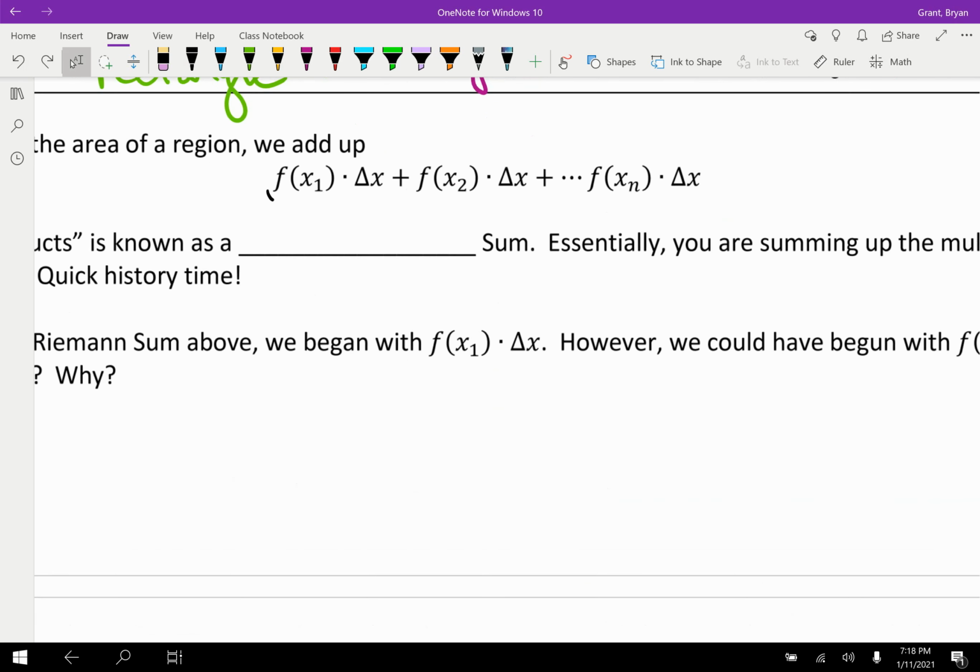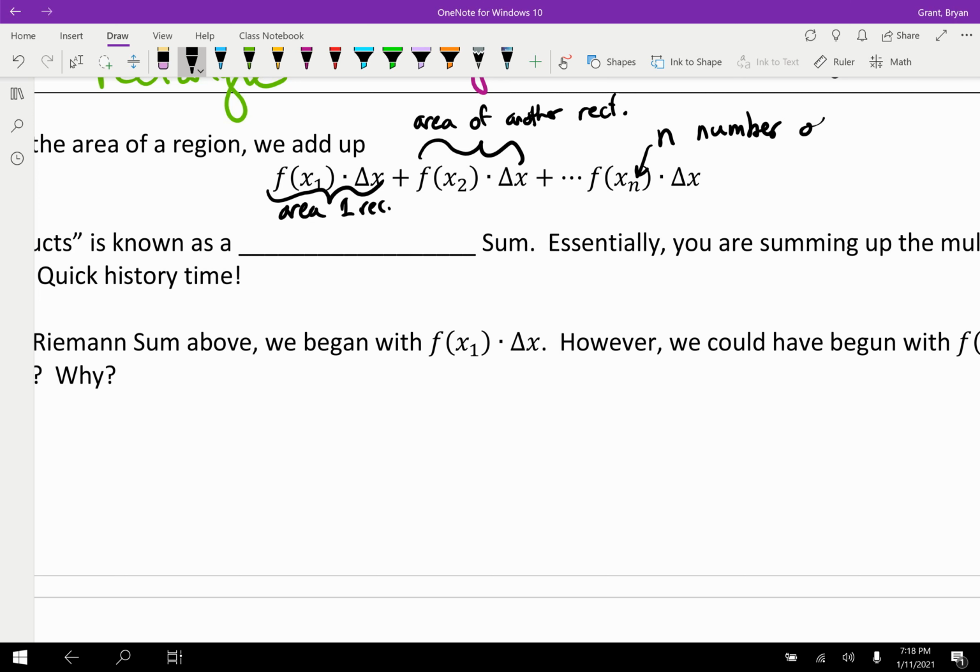So here we go. This is the area of one rectangle. Here is the area of another rectangle. And of course, we have the dot, dot, dot, the ellipses, the floating ellipses, to show that there are some number of rectangles, right? This is going to be n number of rectangles. In our case above, this would probably be a 7 to show that we are adding up 7 rectangles to find the area under the curve.